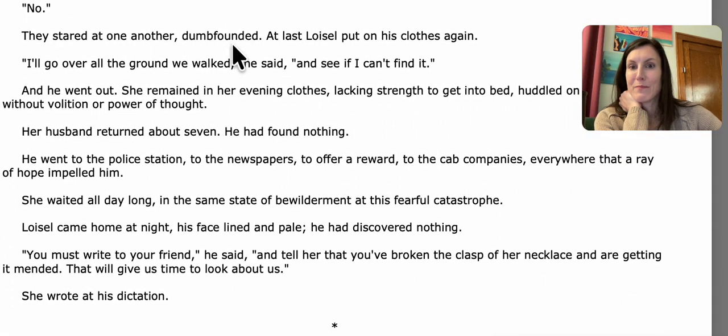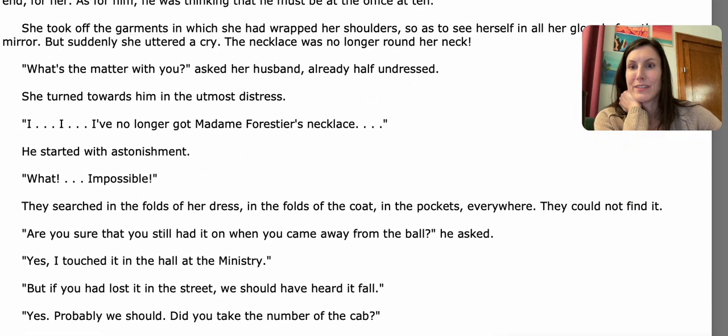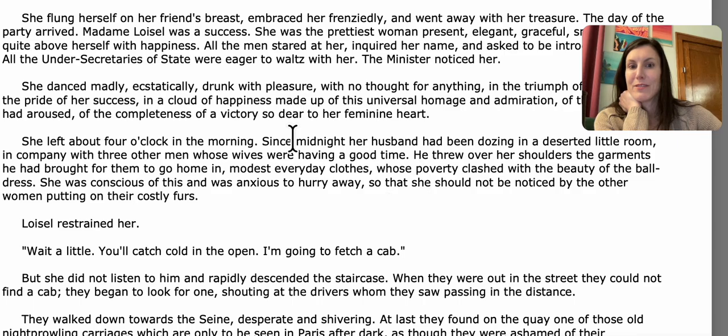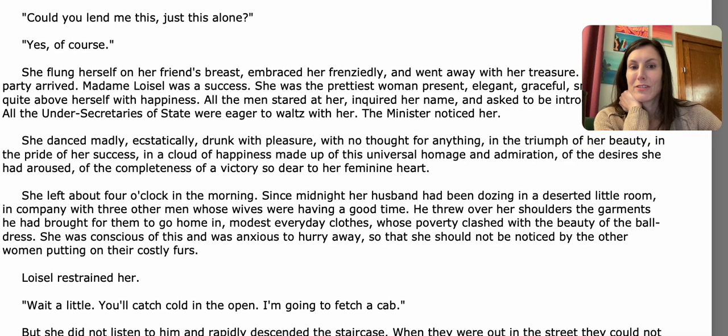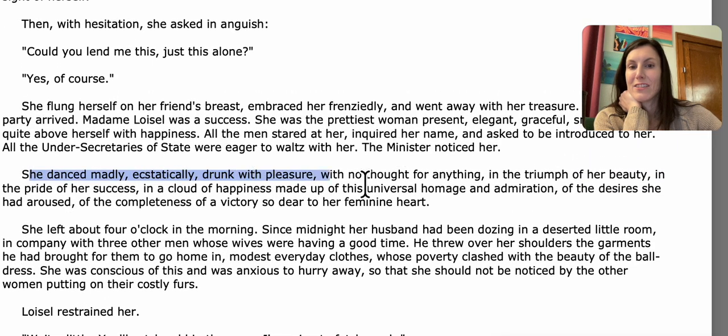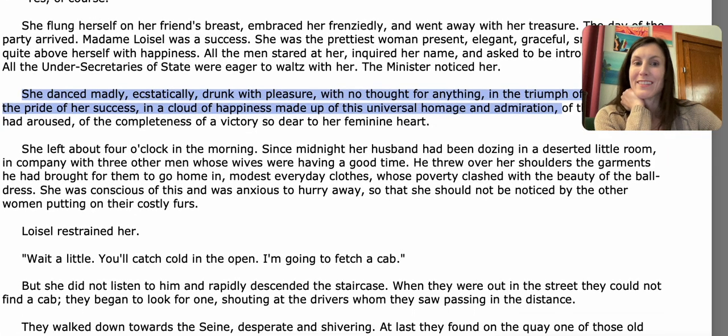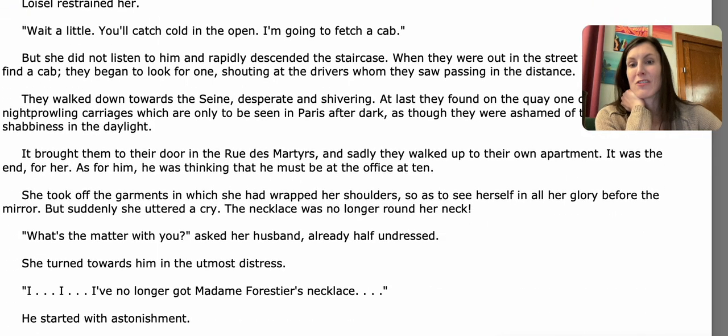When she comes home, here's her at the ball where her husband had been dozing. He threw a wrap over her shoulders. She danced madly, ecstatically, drunk with pleasure, with no thought for anything, in the triumph of her beauty, in the pride of her success, in a cloud of happiness made up of universal homage and admiration. So really, this is all fake, because they used all the money to buy the dress. The necklace is fake. She's going to end up losing it. So, how she appears to others versus her reality.